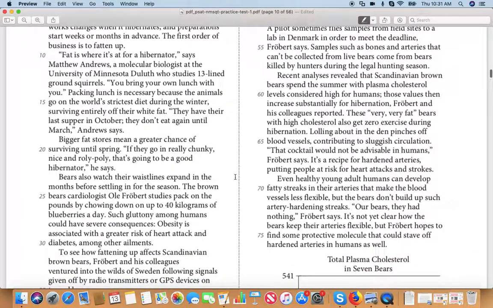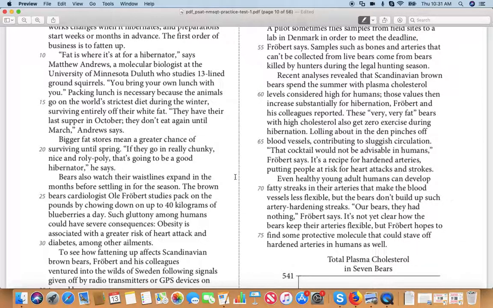Okay. Recent analyses revealed that the Scandinavian brown bears spend the summer with plasma cholesterol levels considered high for humans. Those values then increase substantially for hibernation. Frobert and his colleagues reported these very, very fat bears with high cholesterol also get zero exercise during hibernation.